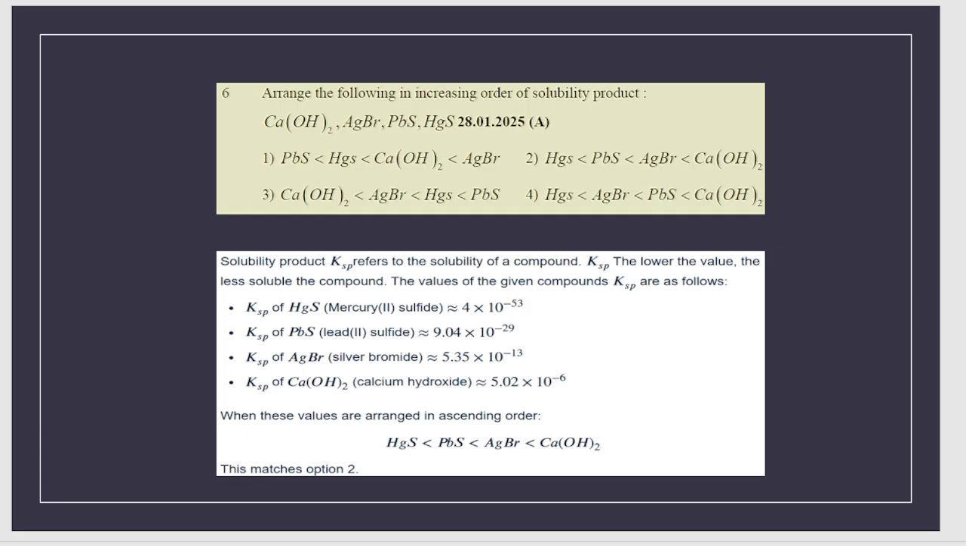So from that perspective, you are able to write the increasing order of the solubility product here, and here the answer is HgS less than PbS less than AgBr less than Ca(OH)2.